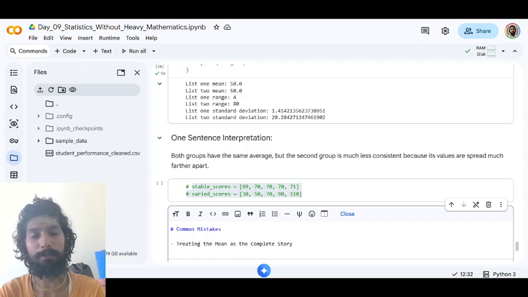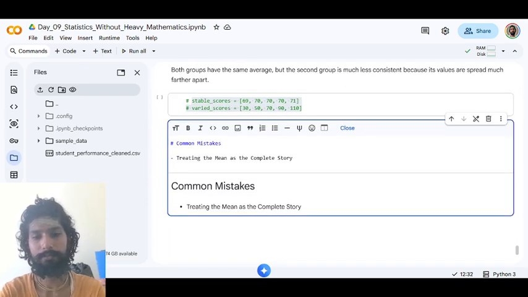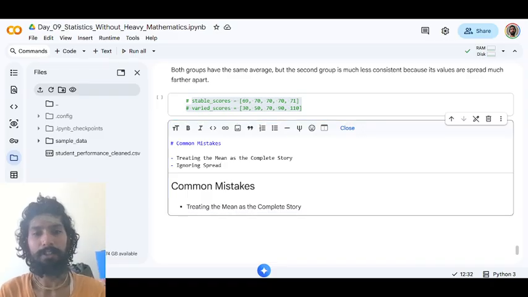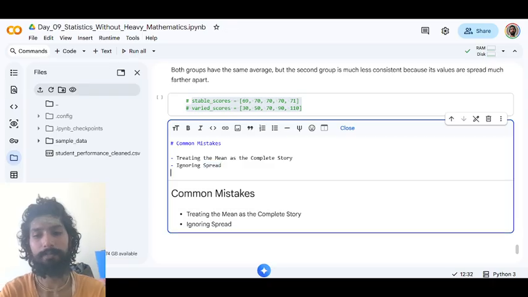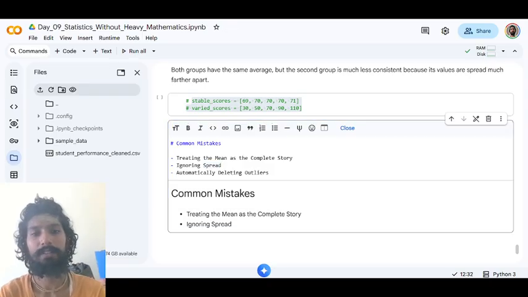Mistake 2 is ignoring spread. Two datasets can have the same mean, but completely different levels of variation. Always ask how widely the values are distributed. Third mistake is automatically deleting outliers. An outlier may be an error, but it may also be a rare and important observation. Investigate before removing it.